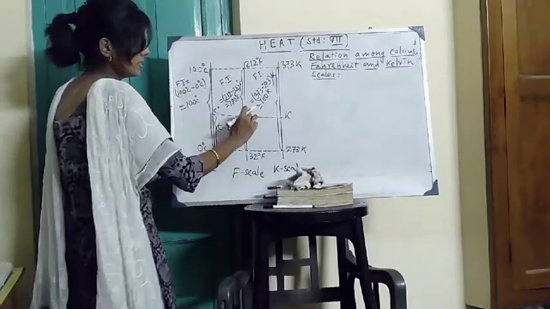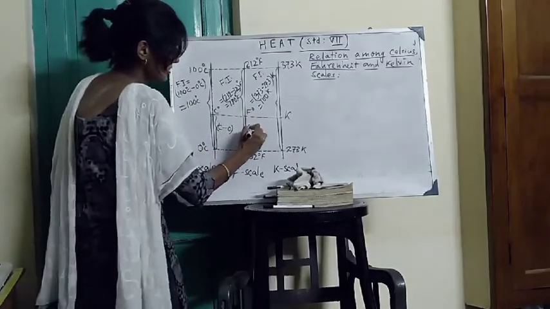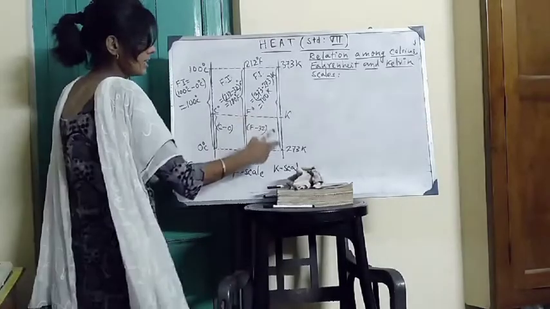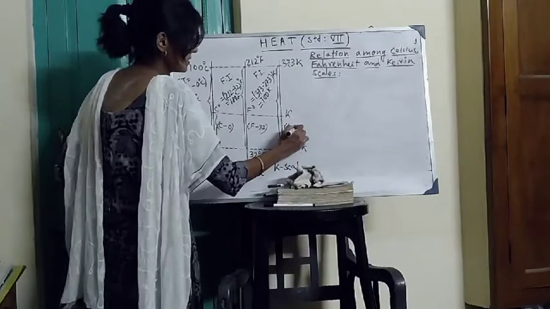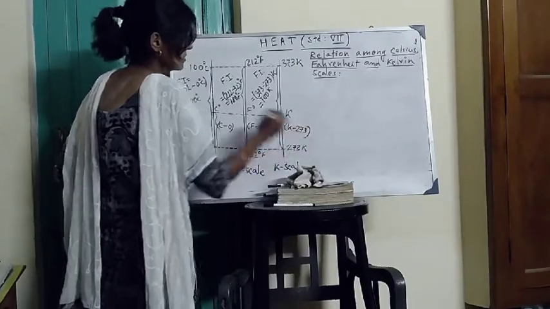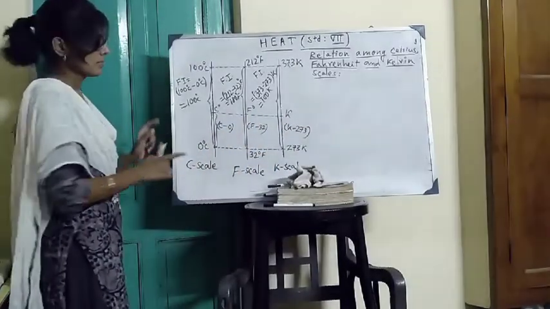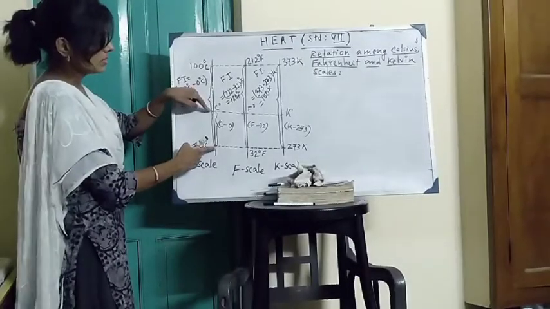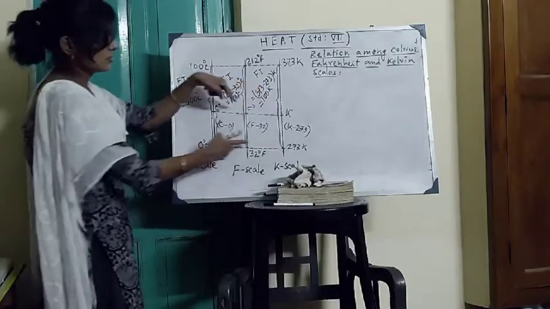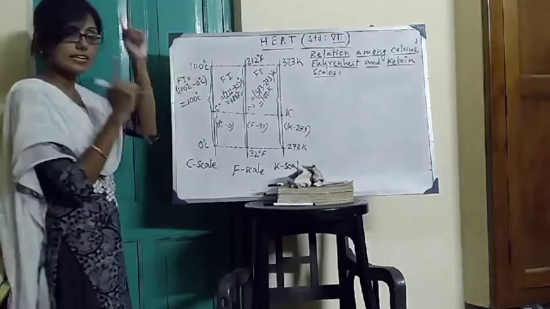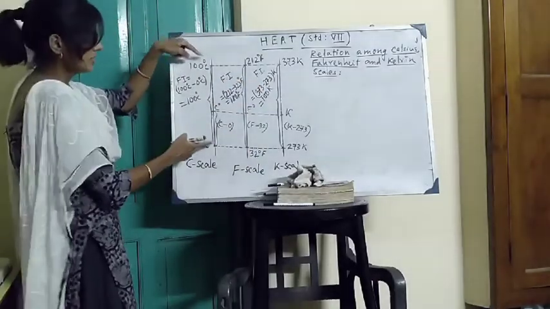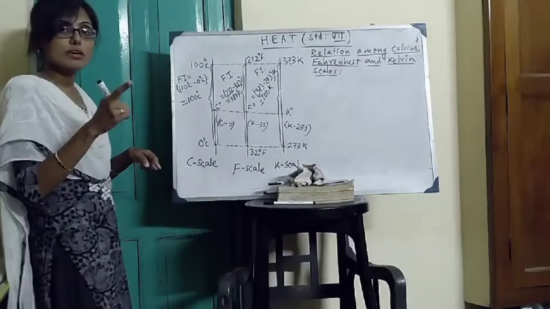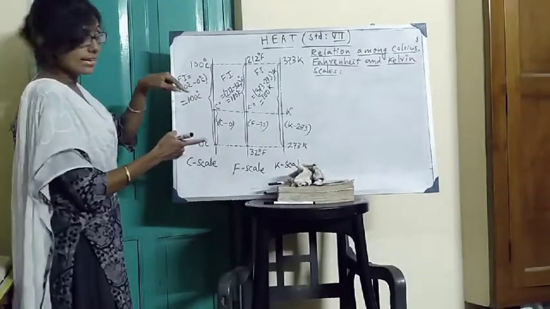Clear? Similarly, the F 32 difference is F minus 32. The K 273 difference is K minus 273. Now we can take the ratio. Which ratio? This one, this one and this one. These 3 temperature differences are the same. This one and this one, these 3 differences are also the same. So we can take the ratio.